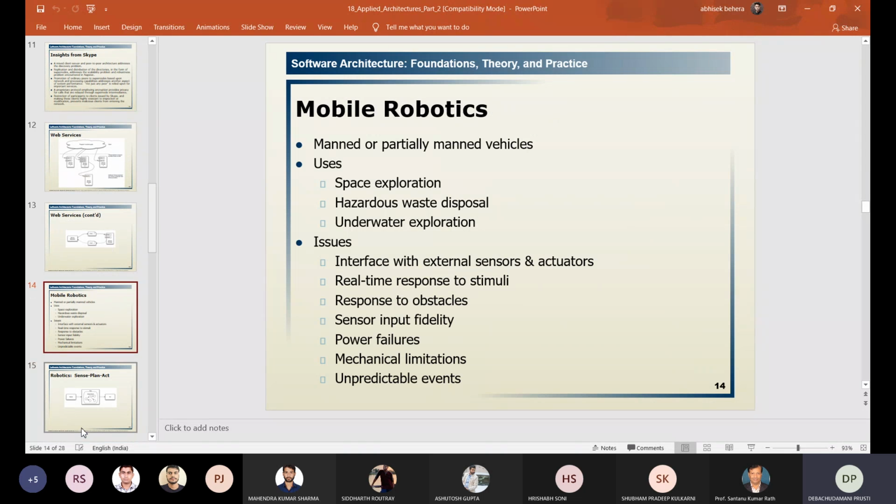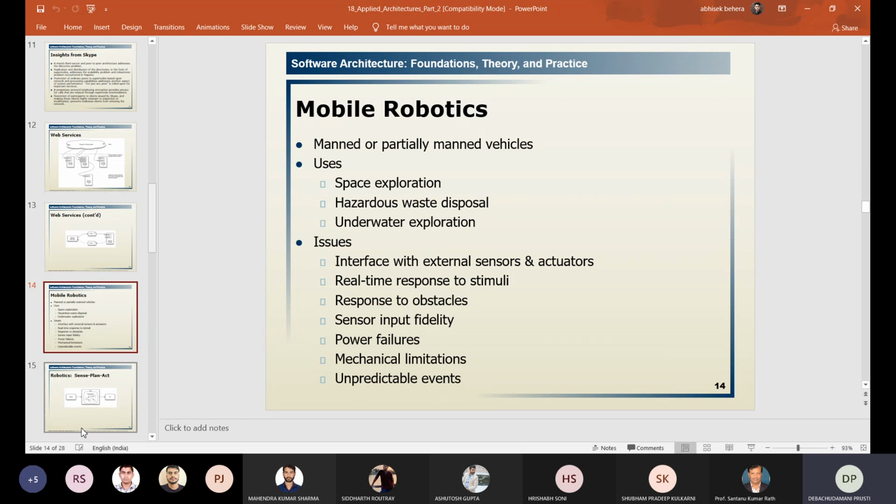Then mobile robotics. It is manned or partially manned, meaning manually or partially automatic. Manned means it is human employment, and partially means partially automatic and partially human employed. It is used in space exploration and hazardous waste disposal. It is used in underwater exploration. These are some major benefits we are getting with mobile robotics. This is a web service.